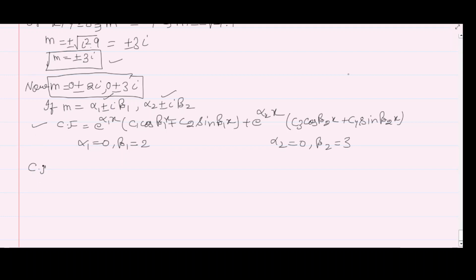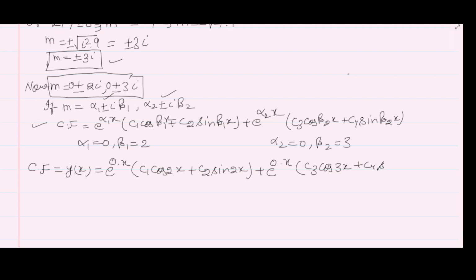equation, then your complementary function of the homogeneous differential equation, that is also called the solution of the differential equation, will be e to the power 0 into x, c1 cos 2x plus c2 sin 2x, plus e to the power 0 into x, c3 cos 3x plus c4 sin 3x, and now in all it can be written as c1 cos 2x plus c2 sin 2x plus c3 cos 3x plus c4 sin 3x.